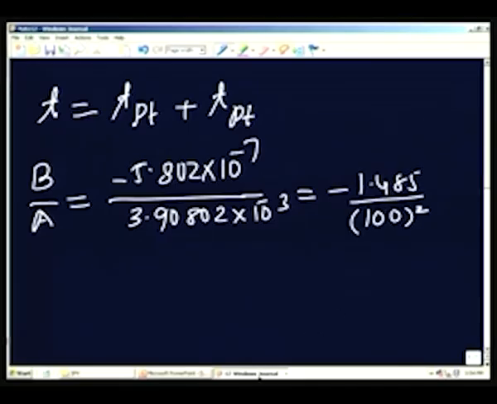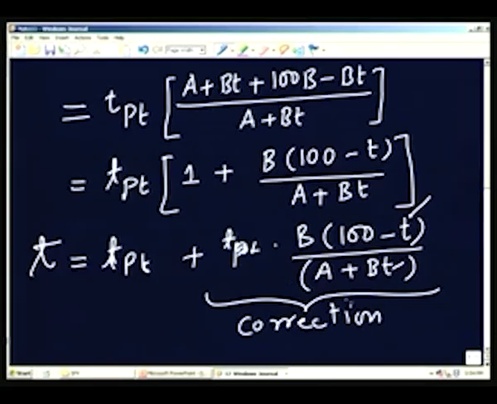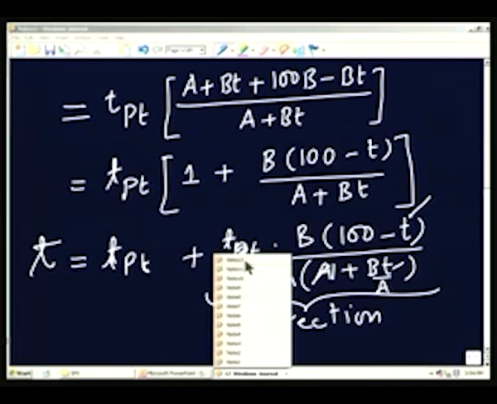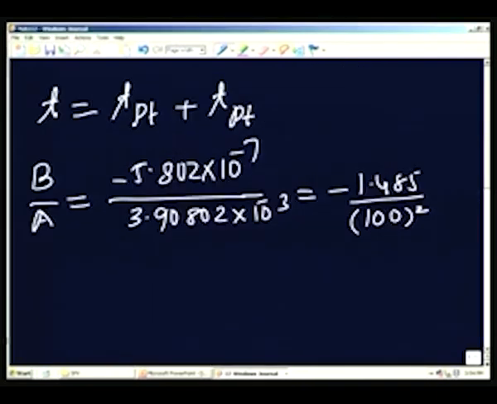And why do I do that? Let me go back to the previous one. You see that if I take this A outside, this becomes B by A here, and A will come out, this B by A is what I get here, and this B by A is going to be this number for the resistance thermometer, 1.485 divided by 100 squared. This I am going to write as delta. The symbol given for that 1.485 is delta.